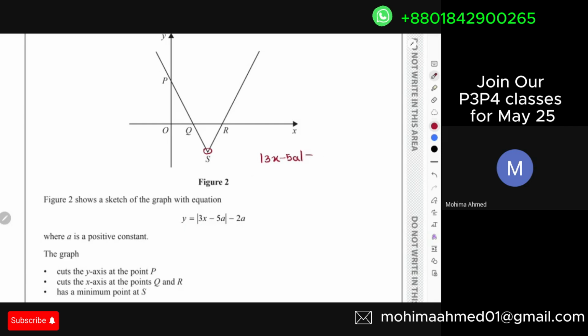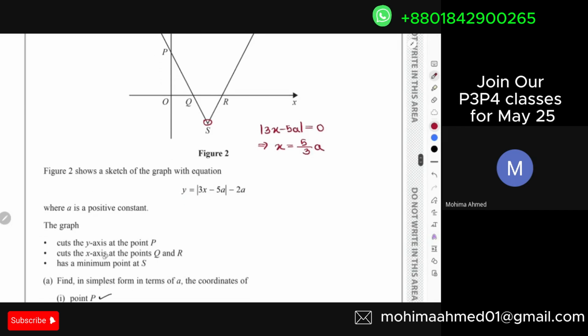Like we already understand, the absolute value can never be less than 0. It can never be negative. But the minimum value that this entire absolute function can have is 0. So if the absolute function at this point is 0, I can get the value for x as 5 by 3a, right? If x is 5 by 3a, then we can also calculate the value for y. The value for y is going to be the absolute value of 3 times 5 by 3 a minus 5a, minus 2a, right?